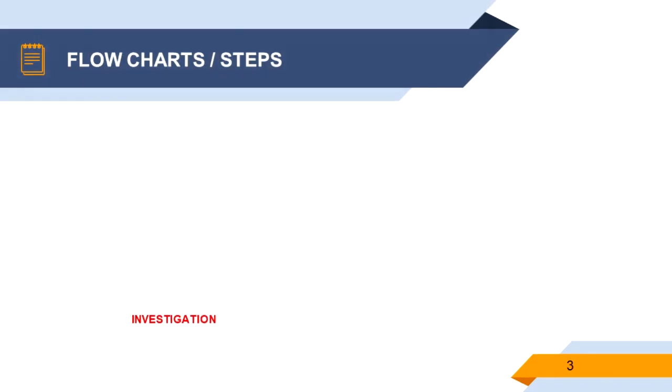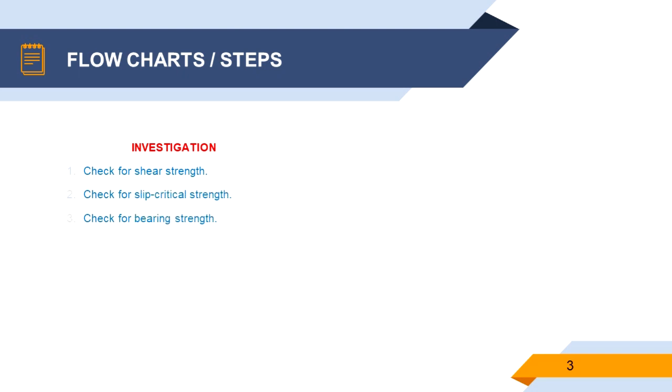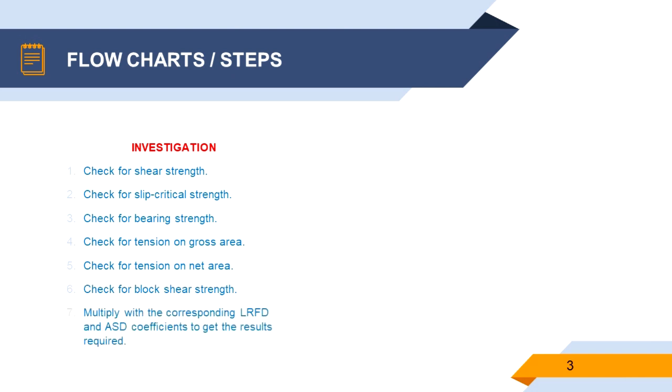Flowcharts or steps. First is for the investigation. First, we have to check for the shear strength. Check for slip critical strength. Check for bearing strength. Check for tension and gross area. Check for tension and net area. Check for block shear strength. And lastly, multiply with the corresponding LRFD and ASD coefficients to get the results required.